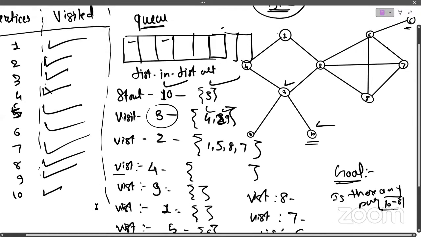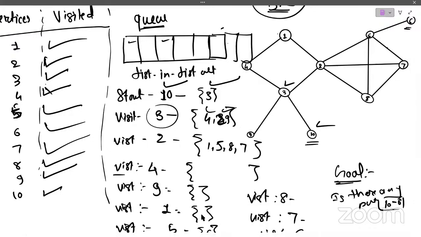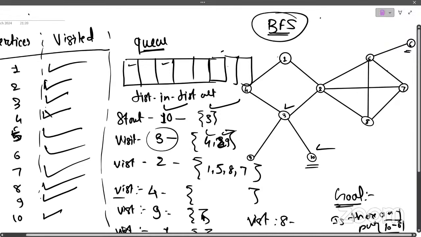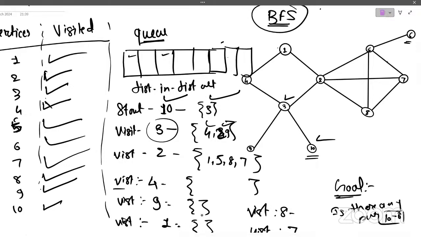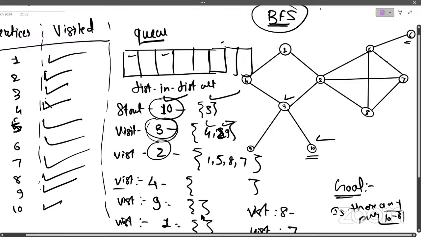Okay, you got what BFS does, how it works? What does BFS stand for? It's called breadth first search. There are two things, breadth first search and depth first search. So BFS works step by step, level by level. You can observe first we are visiting 10, then 3, then 2, then 4, then 9. I could do it in this manner also: go to 3, go to 2, then go to 5, then go to 6. But BFS doesn't do that. BFS observes level by level.